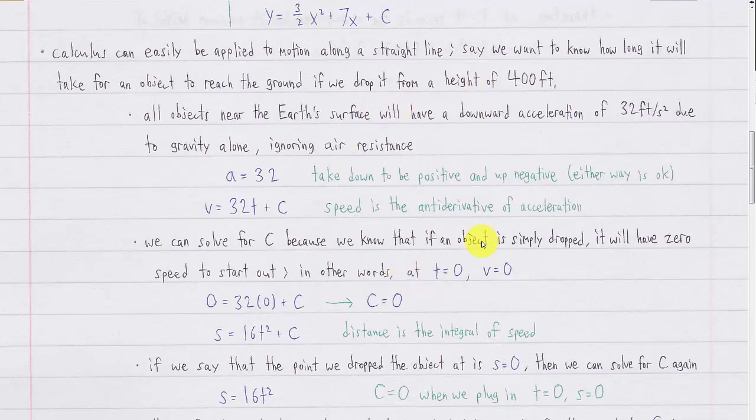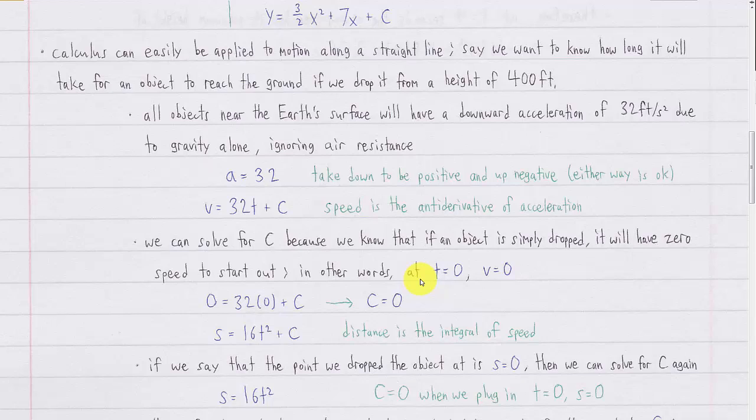So we know that when t is equal to 0, it's at the top, wherever we are, at 400 feet above the ground. So here we need to choose how we're going to define our coordinate system. If we say that the point we dropped the ball at is s equals 0, the origin of a system, then we can solve for c by plugging in t equals 0, s equals 0. And so you find that c is equal to 0.